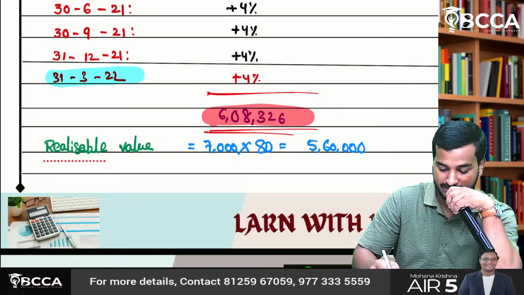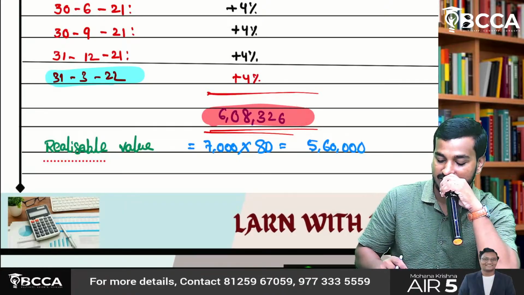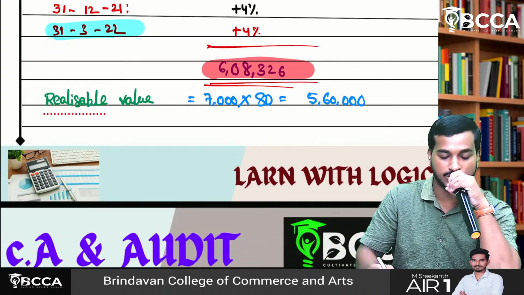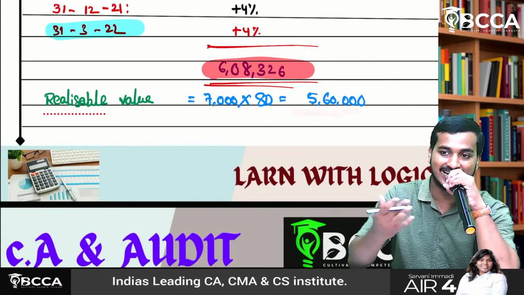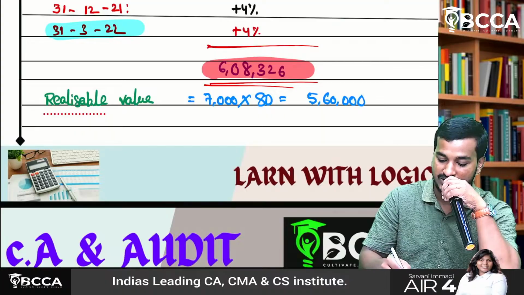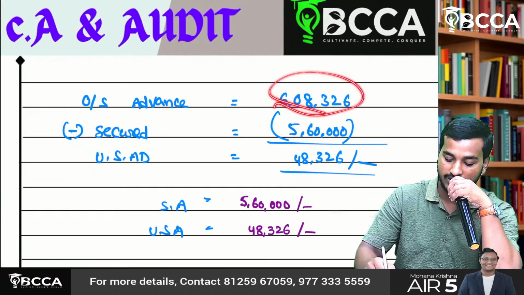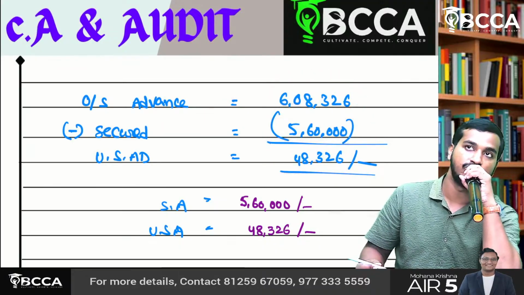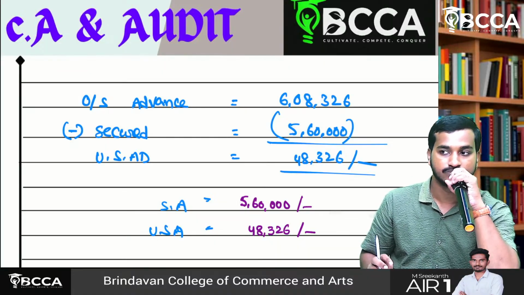In our question, the balance is 6,08,326. Then what happened? Some security is there, 7,000 shares. Present market value is 80. That means 5,60,000 is the realizable value. How much outstanding? 6,08,326. Out of this, how much secured? 5,60,000. The balance 48,326 is called unsecured. That's it. Okay, Nandi.